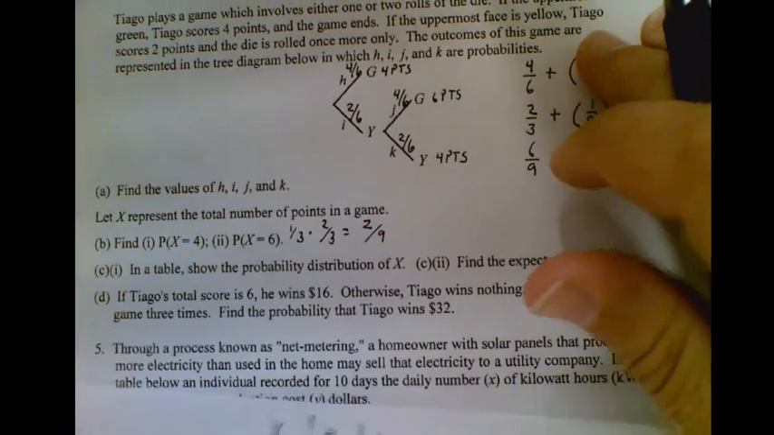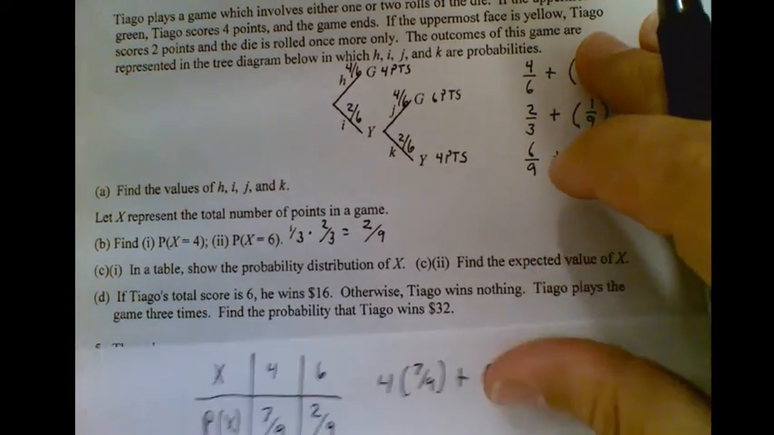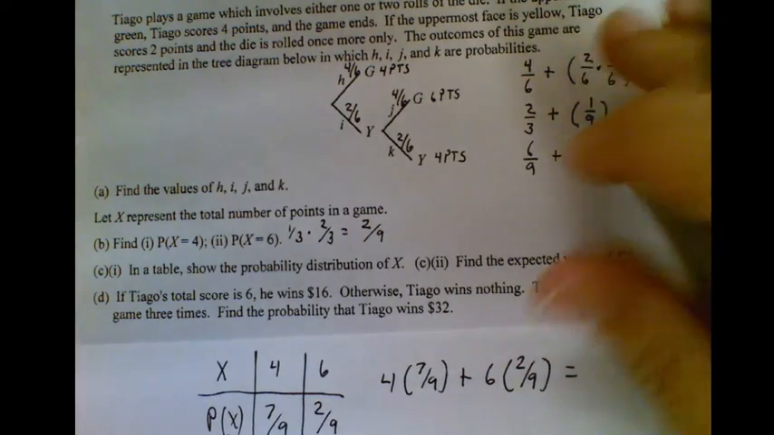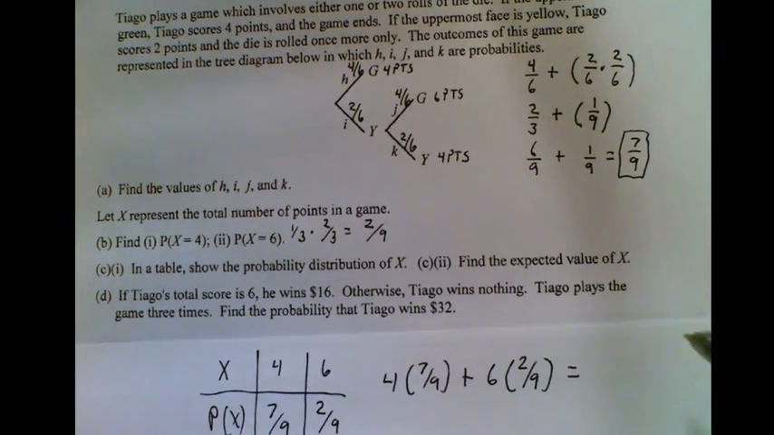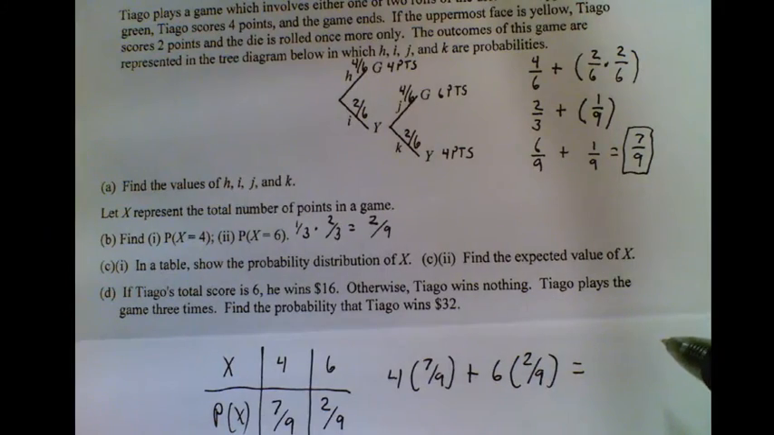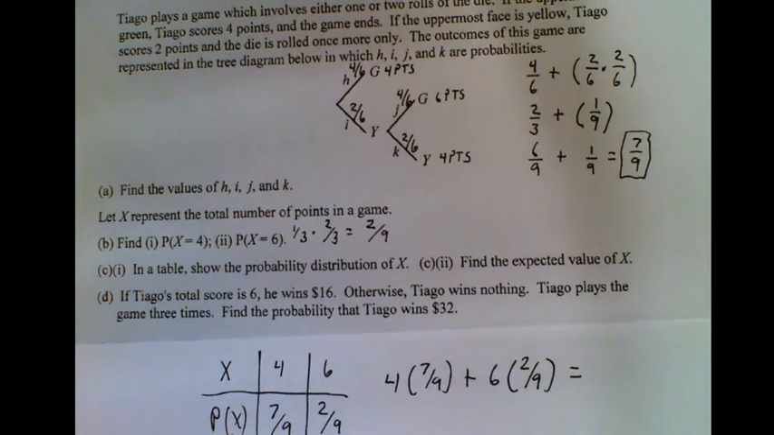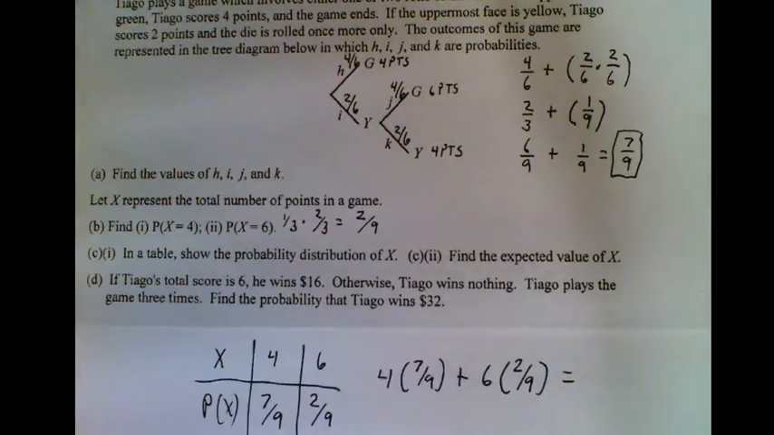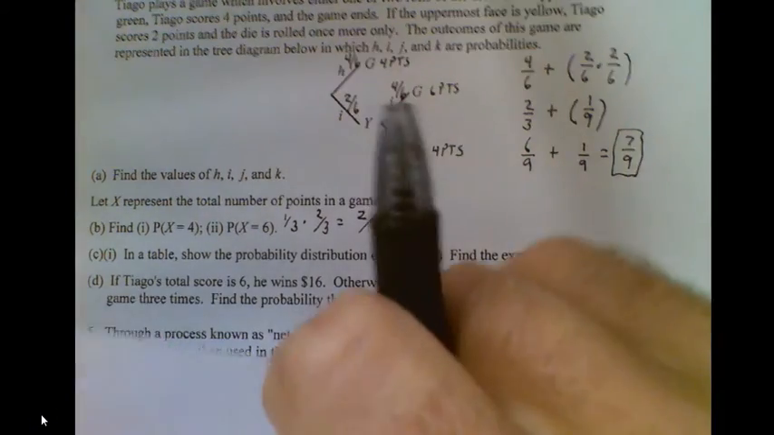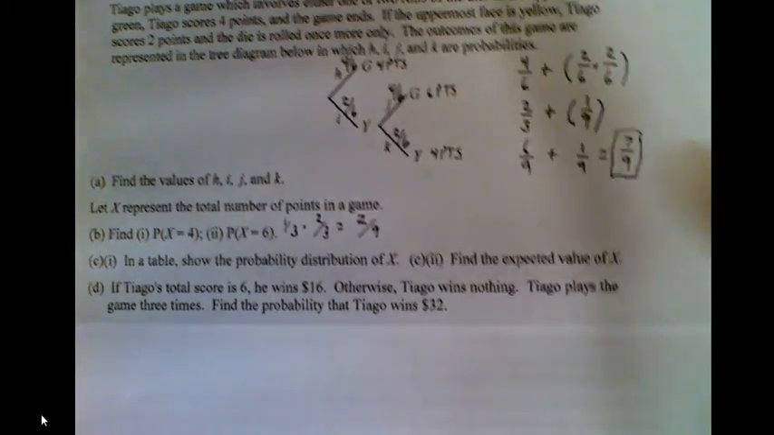So moving on here to the very last part. If the total score is 6, he wins $16. Otherwise, he wins nothing. So he plays the game 3 times. Find the probability that he wins $32. There are two ways you could do this. I'll show you both here real quick.